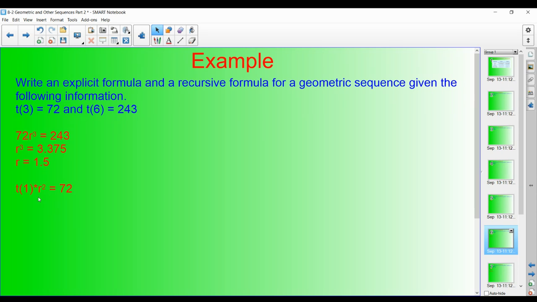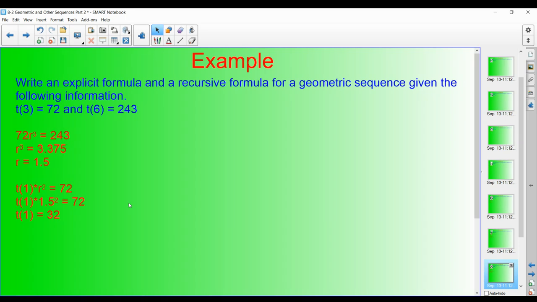Okay, I know r, so I'm going to substitute the value for r. And then once again, I need to do some algebra. So 1.5 squared, and then I divide it over. So 72 divided by 1.5 squared is 32. Term 1 is 32. And I could check: 32 times 1.5 times 1.5 should get me 72.